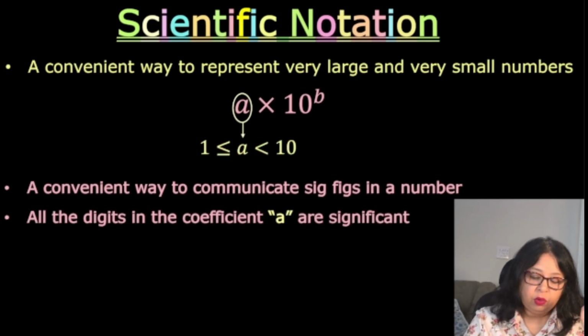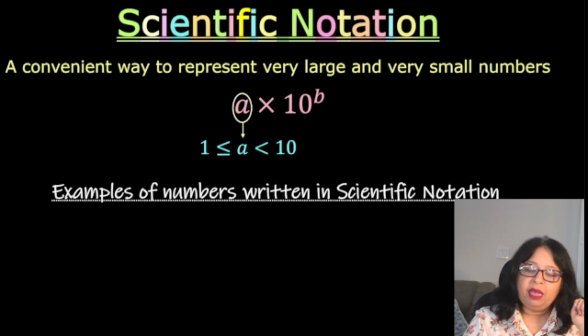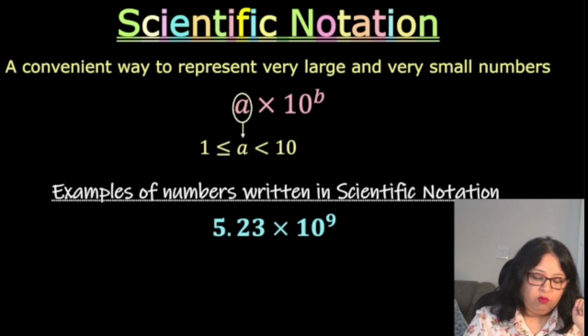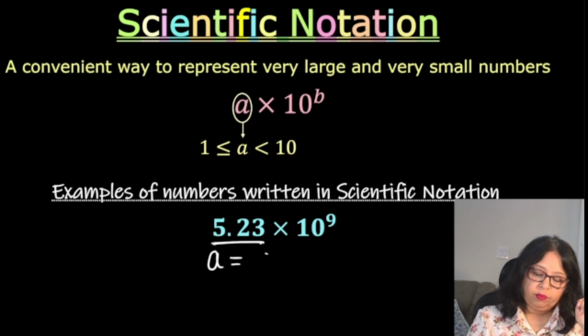How so? Well, it turns out that all the digits in the coefficient a are significant. I'll show you how. Let's look at some examples. 5.23 times 10 to the power 9. So here, what's the value of a? 5.23. What is b equal to? 9.